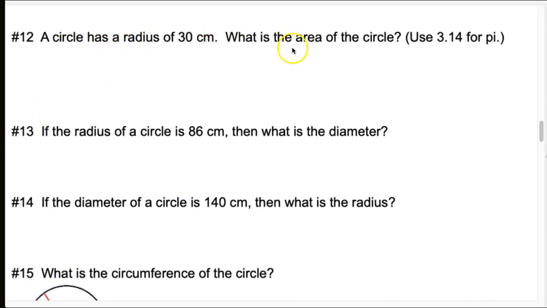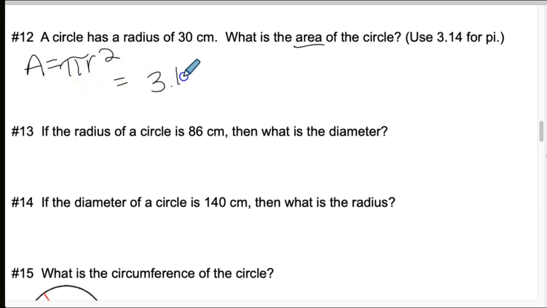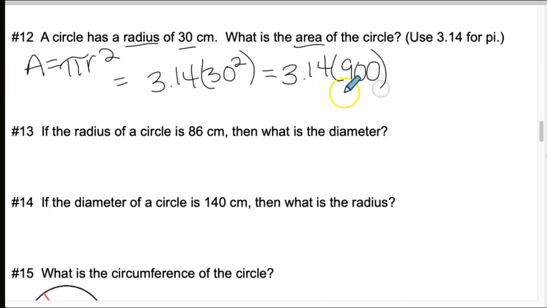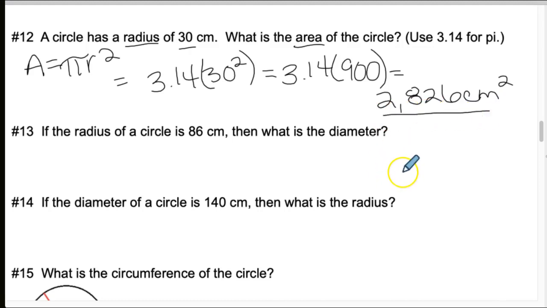So we know it is asking us for area. Area is equal to pi times the radius squared. So instead of pi, I'm going to write 3.14. Instead of the radius, I'm going to put 30, but that means I need to square it first. So this will be the first thing I do. 30 times 30 is 900. So 3.14 times 900, and when I multiply those together, I get 2,826, and it's in centimeters, and it's area so squared. This would be my answer for that one.